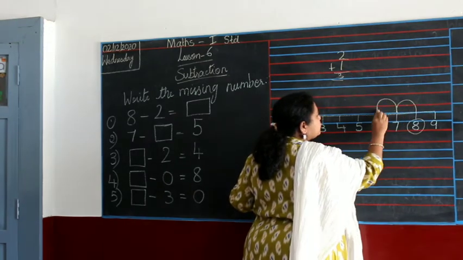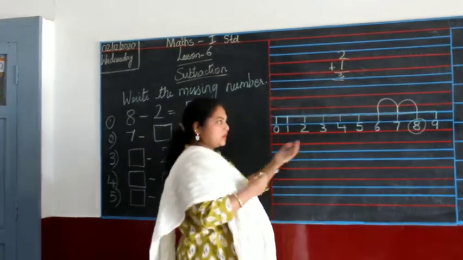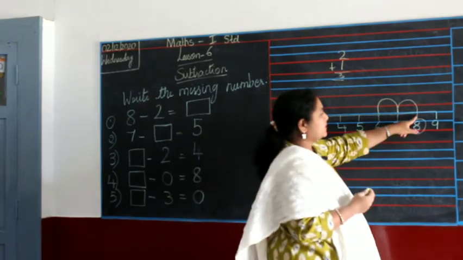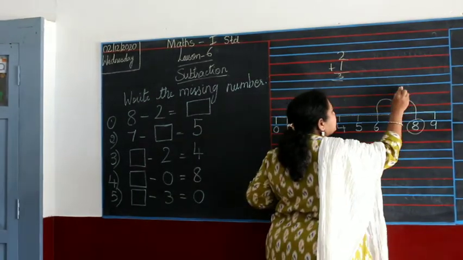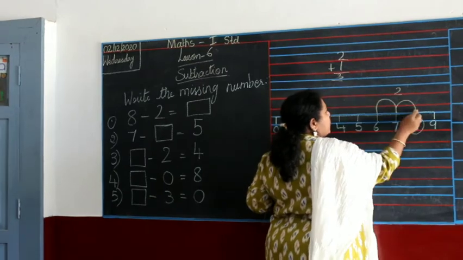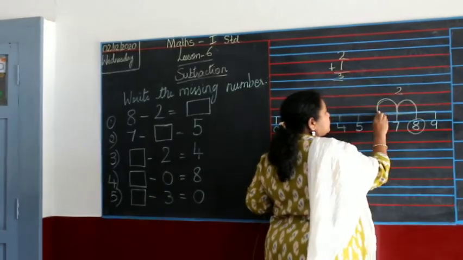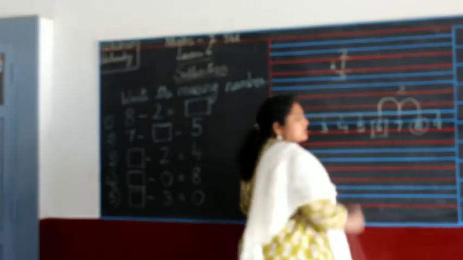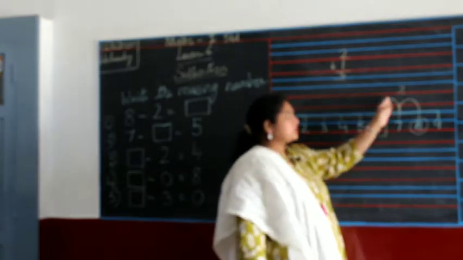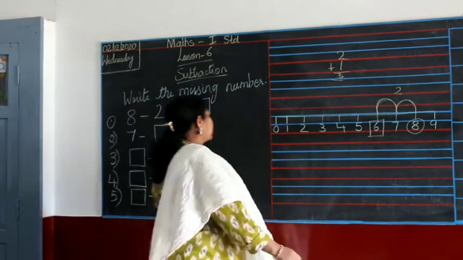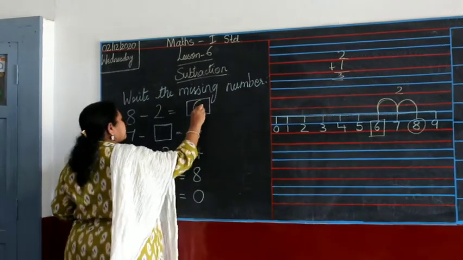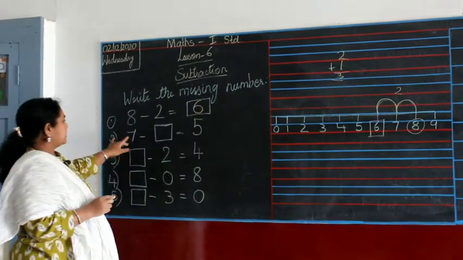1 and 2, jump backwards. So I come backwards. From 8 I minus 2, right? 2 numbers. 8 minus 2. 1 jump, and the second jump. 2 jumps. So that is your answer, 6. So 8 minus 2 is 6. So that's the answer. Now let's go to the next sum.